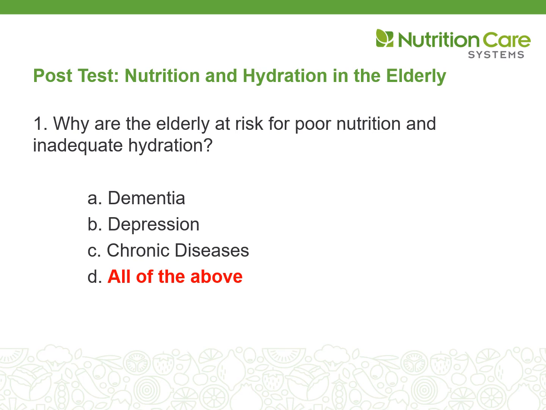And the answer to question number 1, why are the elderly at risk for poor nutrition and inadequate hydration? And that would be all of the above: dementia, depression, chronic diseases, just a few of the areas that make a resident at risk.